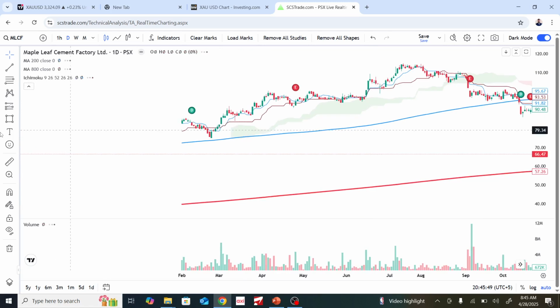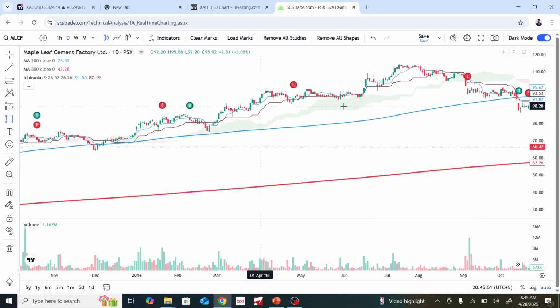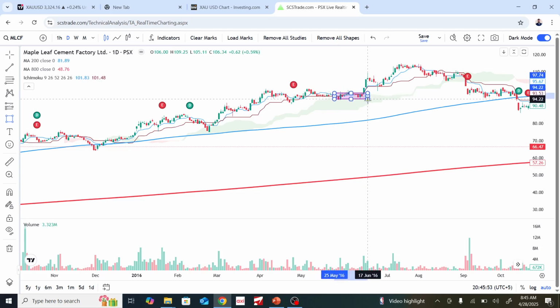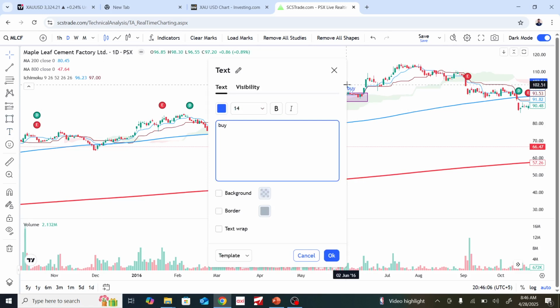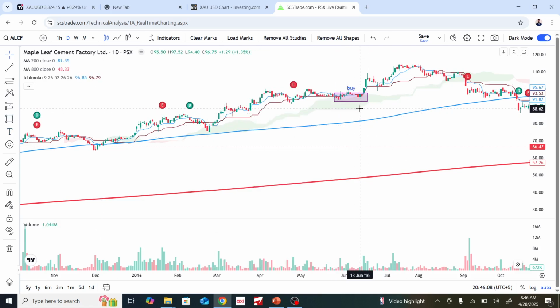This is a perfect buy. This is a perfect buy. Both are perfect buys, because the 200 moving average is below, the 800 moving average is below, and the cloud is thick and below. You should buy there. Place the stop loss on the low of the cloud and expect 1:2.